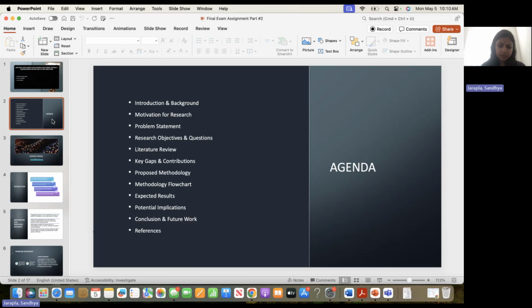I'll be discussing the introduction of my research paper, the motivation for the research and problem statement, objectives and questions, the literature review, identifying the key gaps and the contributions, proposed methodology flowchart and expected results, and the potential implications and future work in conclusion. So let's go with the introduction.